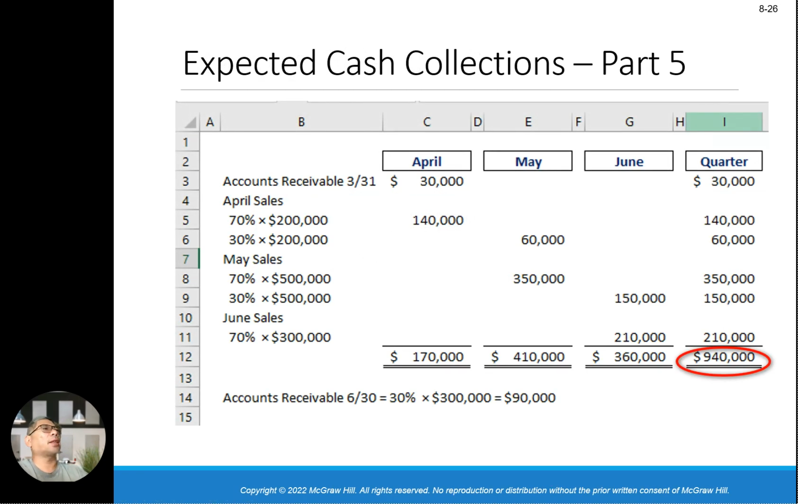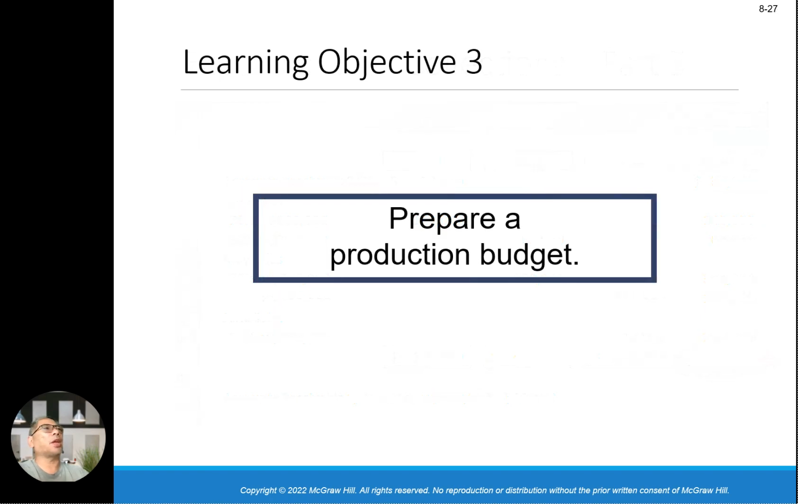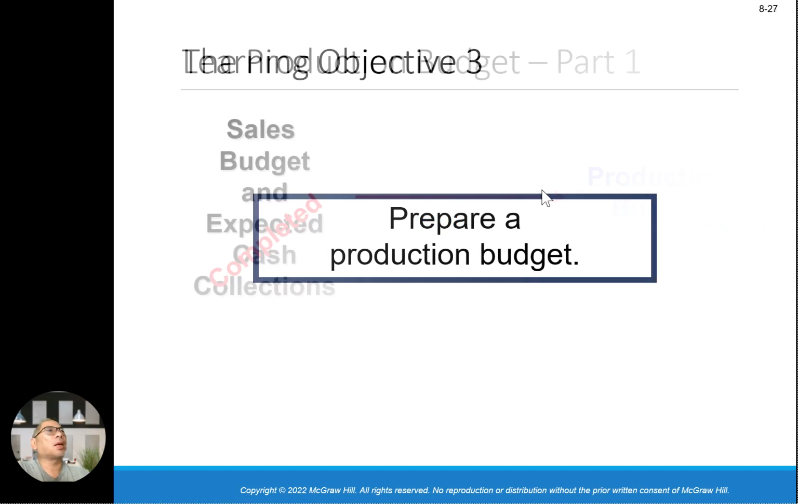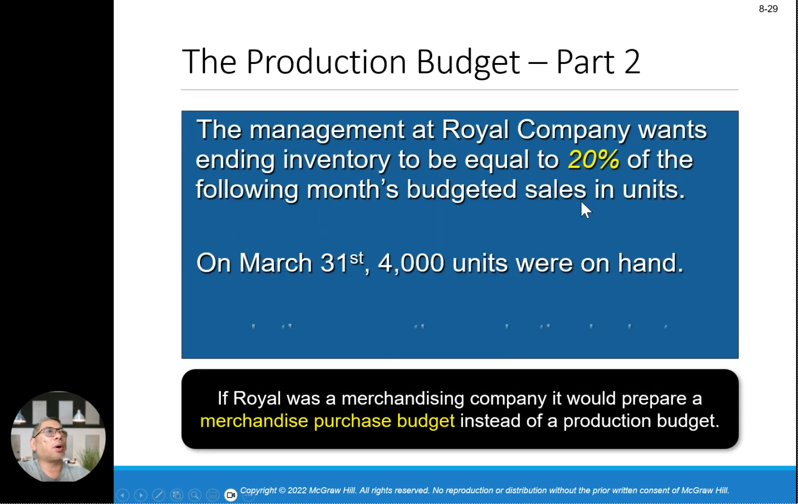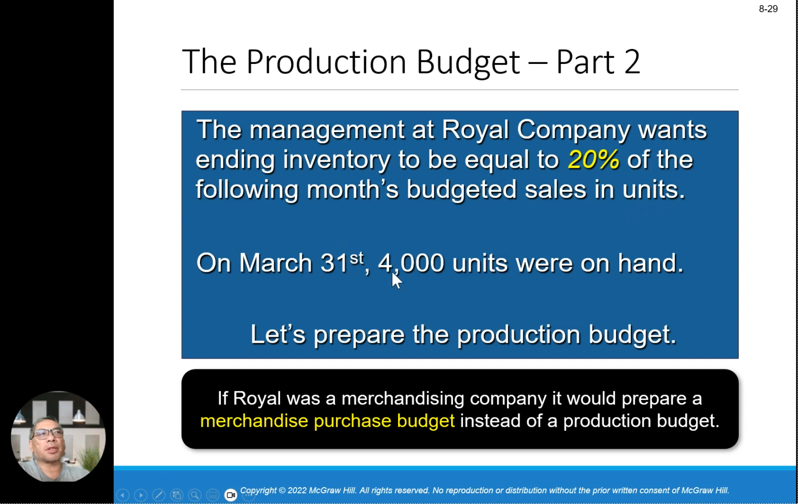And then look at the next logic, which is objective number 3: prepare a production budget. You get a sales budget as well as the expected collection budget, and we'll go to the production budget. The production budget must be adequate to meet budgeted sales and provide the desired ending inventory. In terms of the production budget, Royal Company wants ending inventory equal to 20% of the following month's budgeted sales. On March 31st, you've got 4,000 units on hand. Prepare the production budget. So how are you going to do that? Remember, 20% is the key.